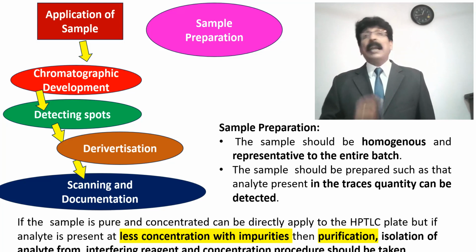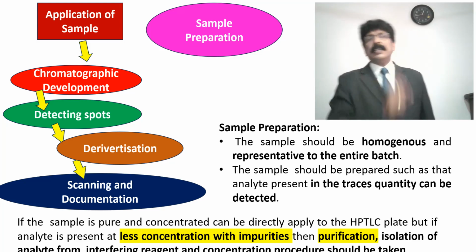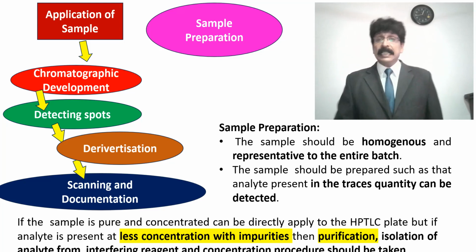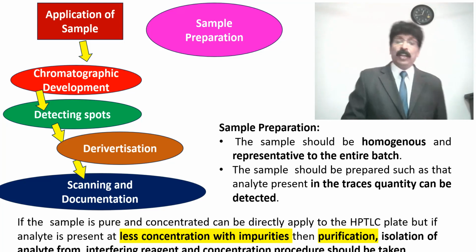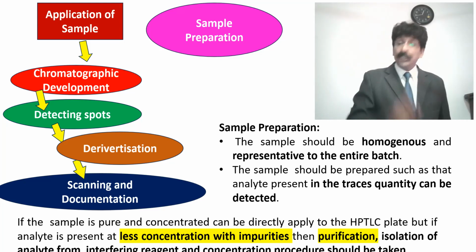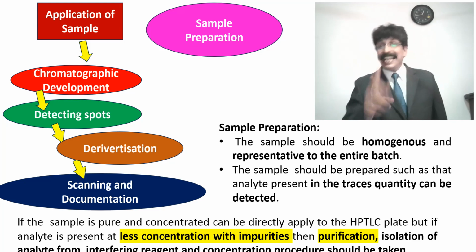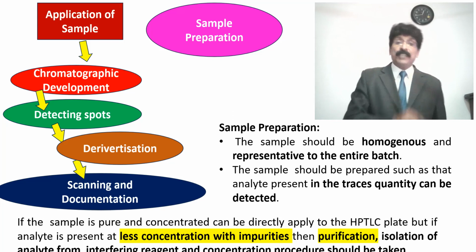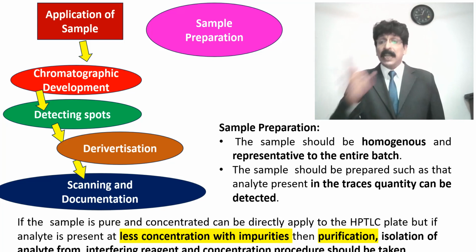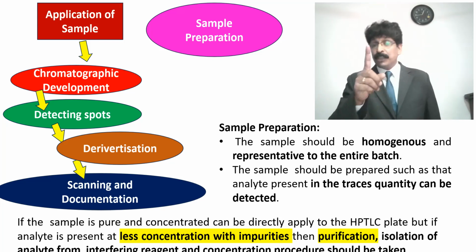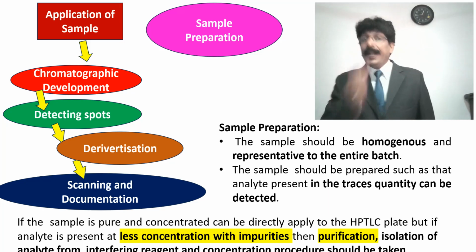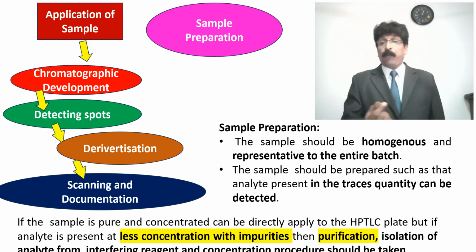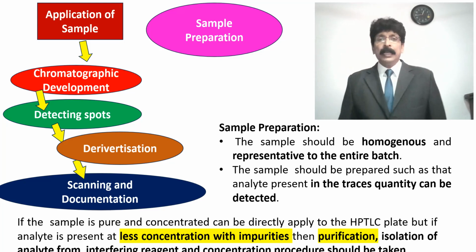But if the analyte is present in less concentration, with impurities, then purification is needed, and isolation of the analyte from the impurity is also needed. If an interfering reagent is present, that also should be removed. And a concentration procedure, because we need the required amount of the sample for the experiment, should also be performed before going to the chromatographic separation.